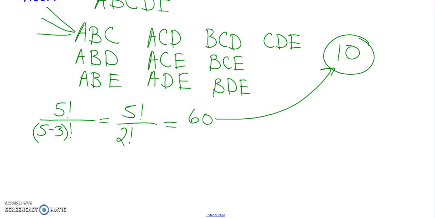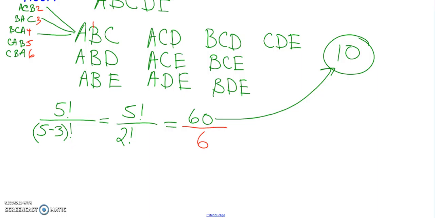This team could have been written ABC. It could have been written ACB. It could have been written BAC. It could have been written BCA. All these teams are the same, right? It could be CAB. It could be CBA. So no matter which one of these teams, there are 1, 2, 3, 4, 5, 6 different ways to write each one of these teams, right? And if I take this and divide it by 6, I would get my answer of 10.